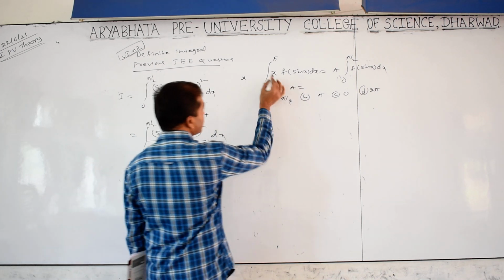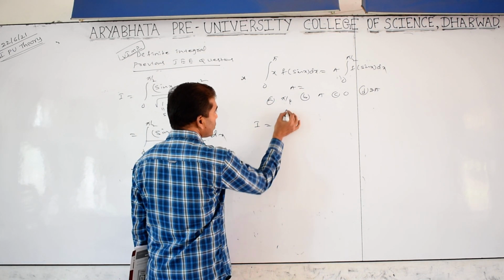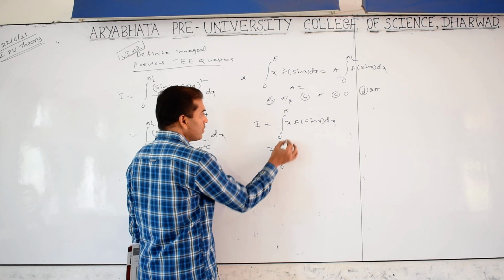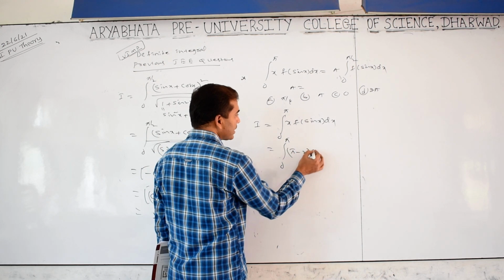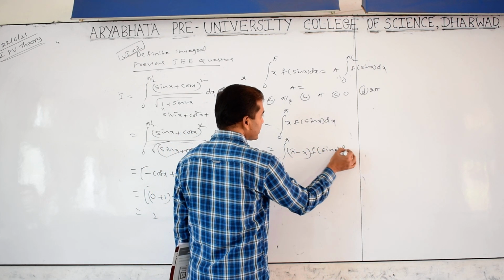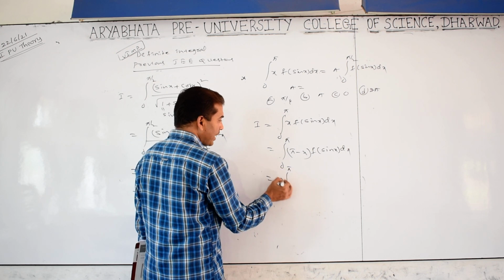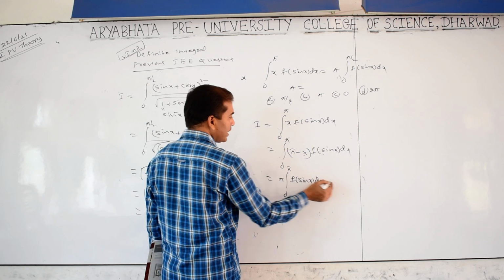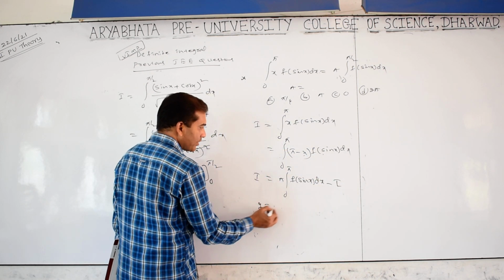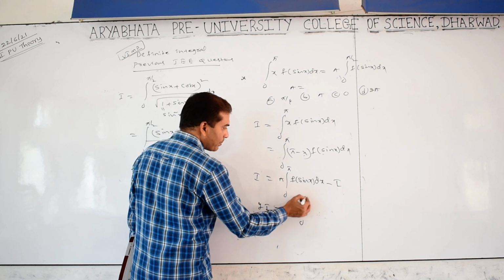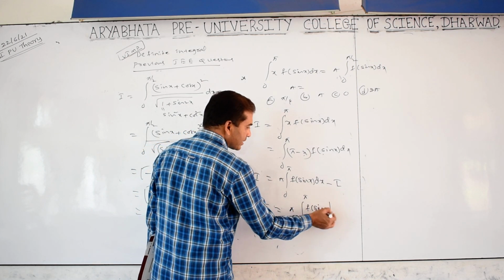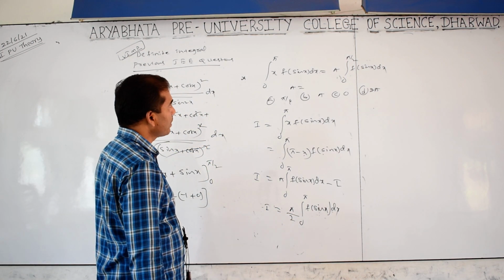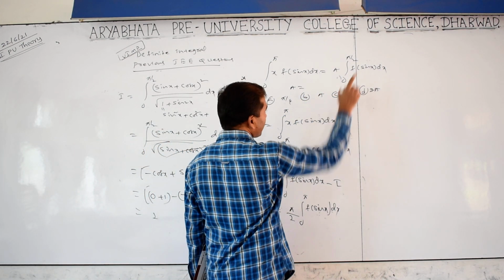Yes, if x is there, it means we have to eliminate x. I is equal to integration 0 to pi x into f of sin x dx. By the property, 0 to pi, in place of x write pi minus x, f of sin x dx. 0 to pi pi into f of sin x dx minus this, into this is I only, it is I plus I, 2I equals pi into 0 to pi f of sin x dx. 2 comes here, 2 comes here. So I is equal to pi by 2 into 0 to pi f of sin x dx.